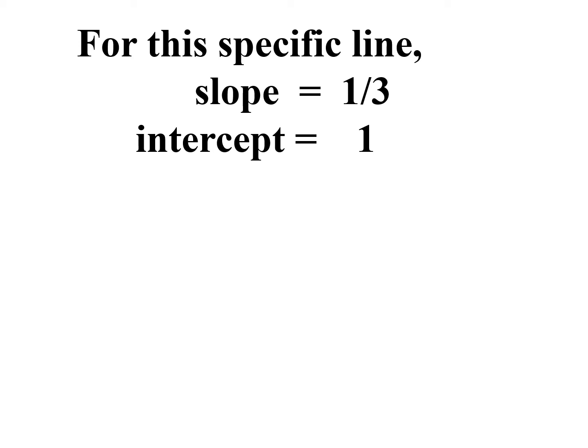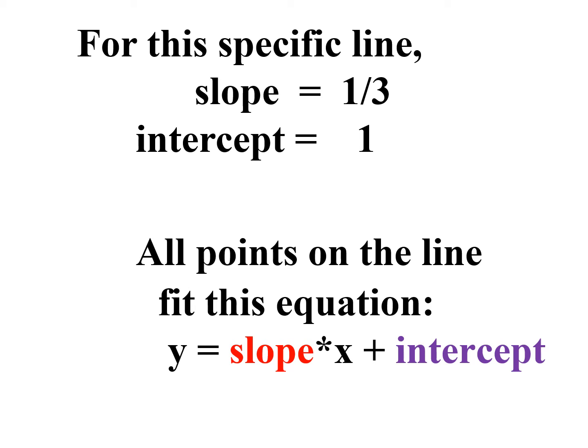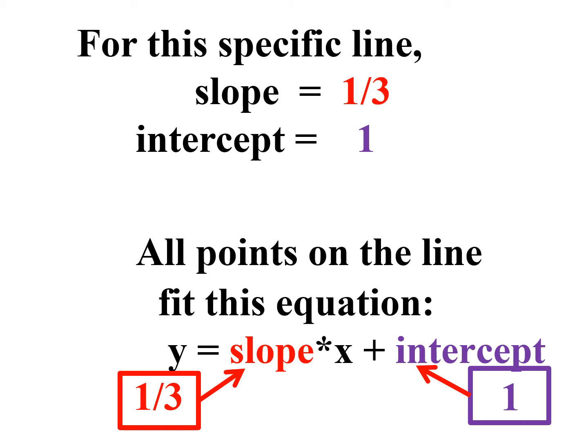Now we'll use the information to find the formula for this particular line. We know that all points on the line fit this equation. Y is equal to slope times x plus the intercept, because all lines fit this equation. So now what we'll do is plug in the slope and intercept of this specific line. Or in mathematical terms, we're going to substitute the slope and intercept. The slope for the specific line is 1/3, so we'll plug it in here. The intercept for the specific line is 1, so we'll plug it in here. So we substitute these values in the equation.